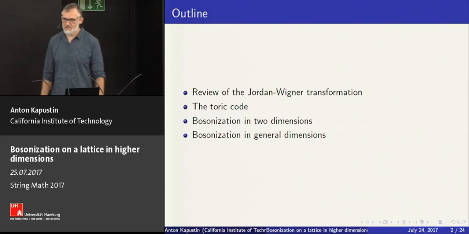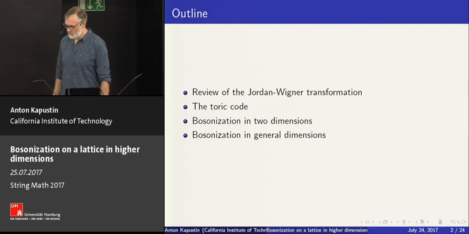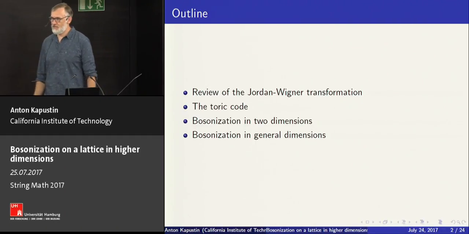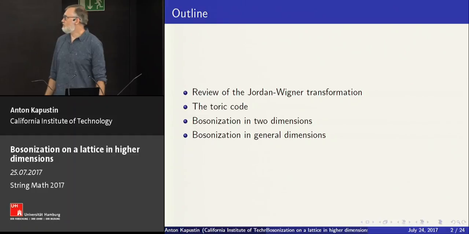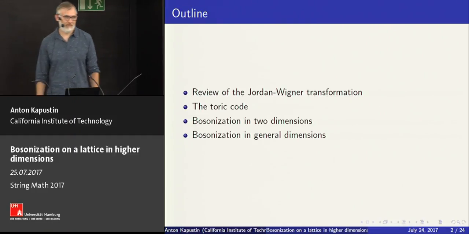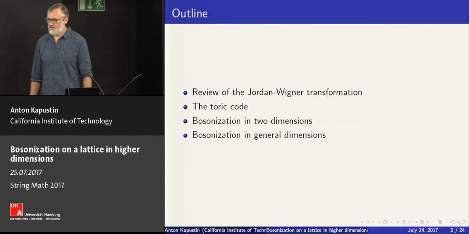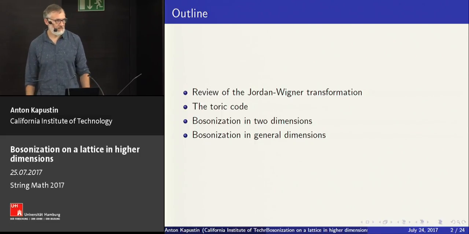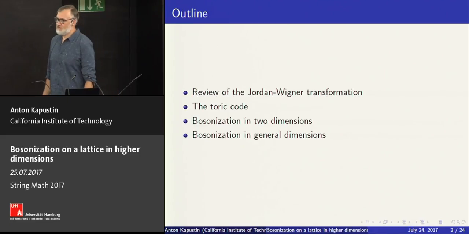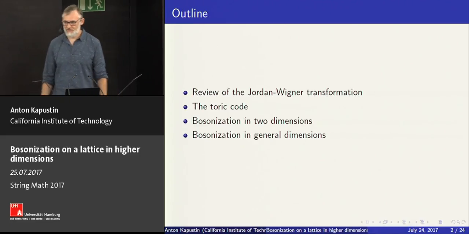to higher dimensions. And for that, in two dimensions, I need to explain this auxiliary topological field theory construction on the lattice known as the toric code. And after that, I can explain how to use it to bosonize in two dimensions. Now, I will argue later that a similar strategy works in arbitrary dimensions, but I'll be more sketchy there. I'll explain in principle why it should work there too.